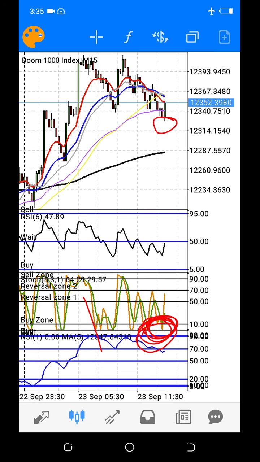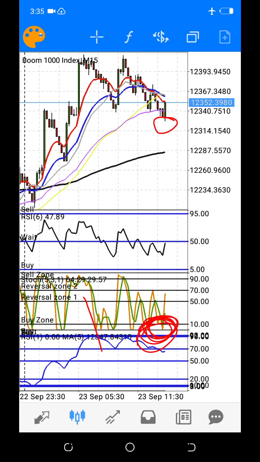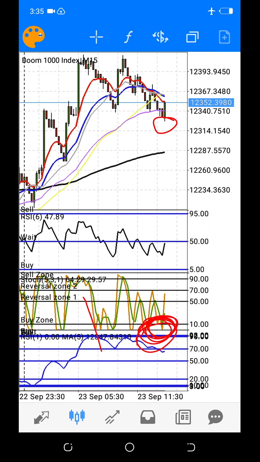For a pullback to come to an end, the orange color and the green color lines of the stochastic must be at 90 in 5 minutes, or in 15 minutes, or at most in 30 minutes. Never make an entry if your orange and green stochastic lines are not at 90 for a Crash sell, or at 10 for a Boom buy. I hope this really helps. So that is the basis for making entry when every other condition is met.